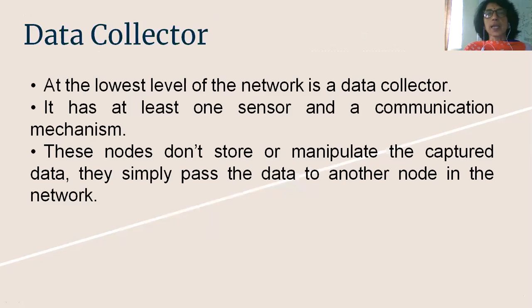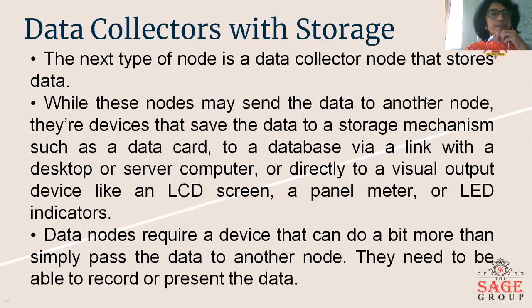First, data collectors. At the lowest level of the network is a data collector. It has at least one sensor and a communication mechanism. These nodes don't store or manipulate the captured data. They simply pass the data to another node in the network.